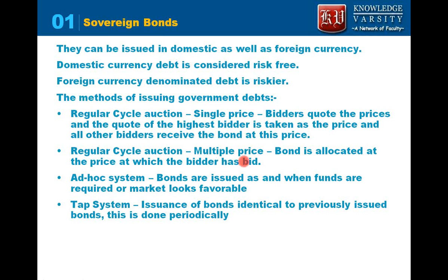Also, the government has an ad hoc system wherein bonds are issued as and when the funds are required by the government. There is one more system which is called the TAP system. In this system, the government issues bonds very much similar to the previous one, and they have allocated some amount of issue, and out of that amount some part is issued regularly.